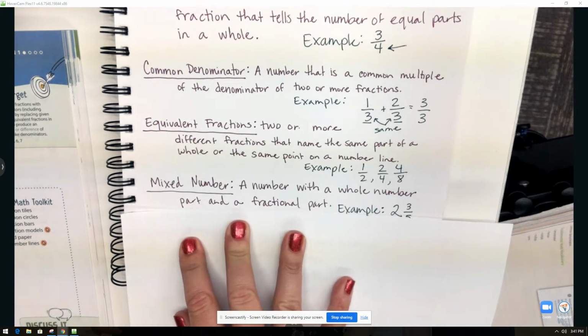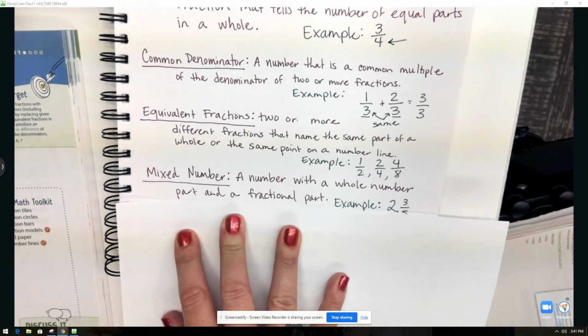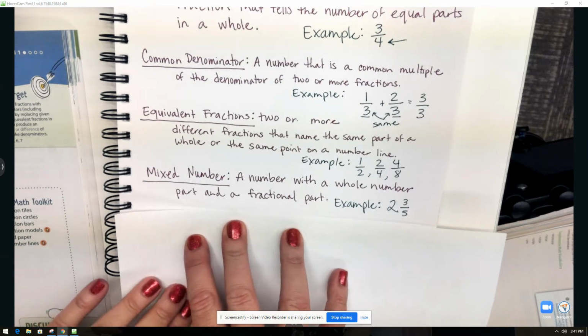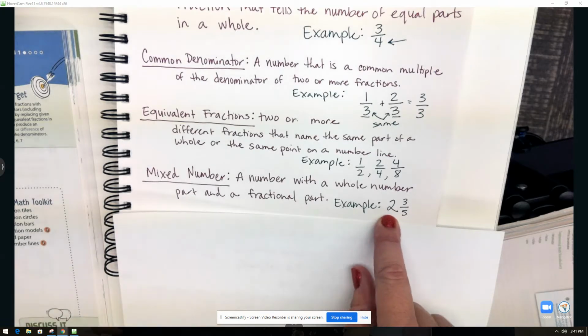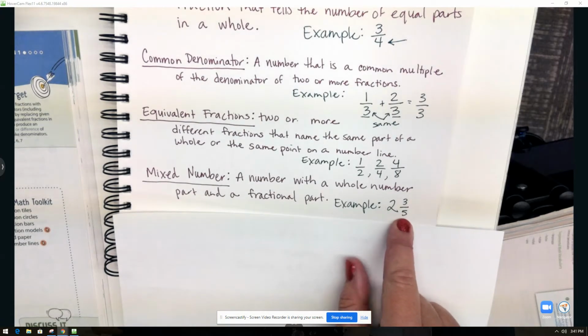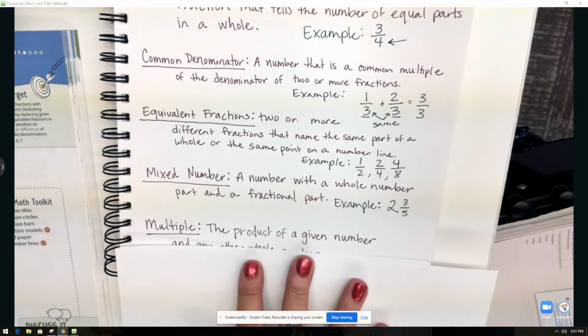A mixed number is a fraction with a whole number part and a fractional part. So an example would be 2 3/5. The 2 is our whole number part, and the 3/5 is our fractional part.